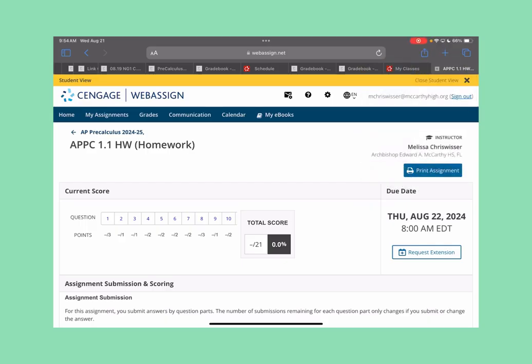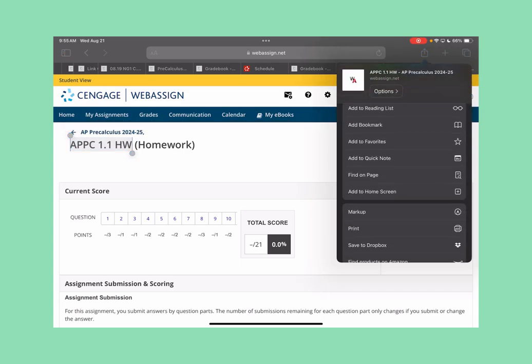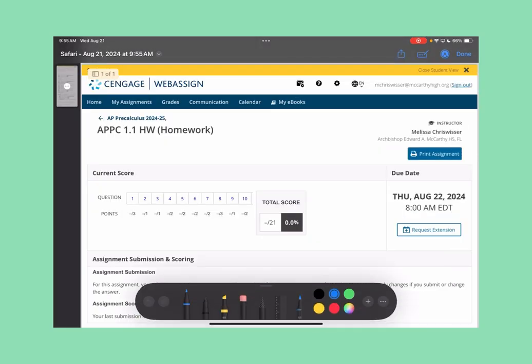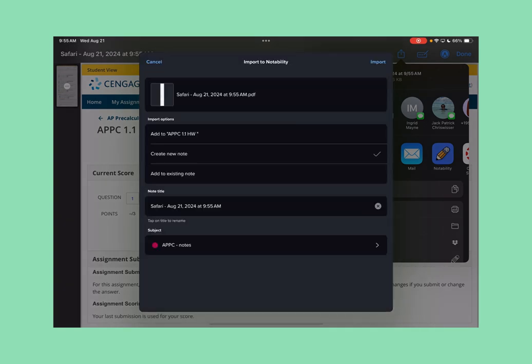Okay, I'm going to walk you through how you can send this to Notability. So the first thing I would do is tap and hold on the name so you can copy the name of the assignment because it'll be easy to paste later. Then I'm going to arrow up on the top. I'm going to scroll to where it says markup. Now I'm going to arrow up again, and I'm going to send it to Notability.